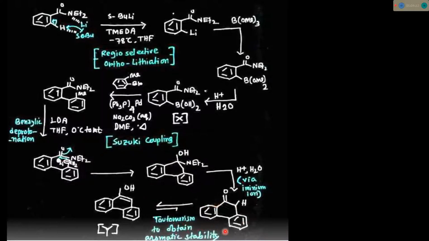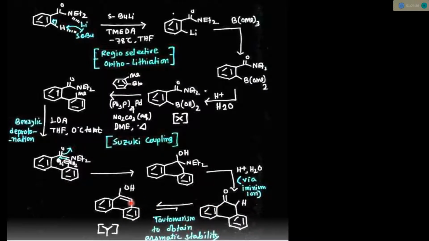See, this is the carbonyl compound product after hydrolysis of the iminium ion. Now this is a keto carbonyl compound. It will tautomerize to a hydroxy compound. So this is the ketone, this is the enol. So keto-enol tautomerization. This enol form is more stable because this is aromatic.